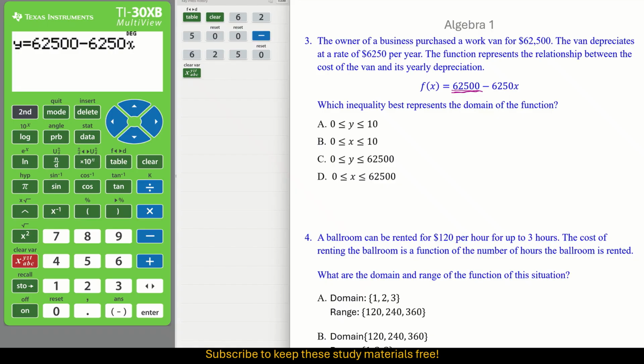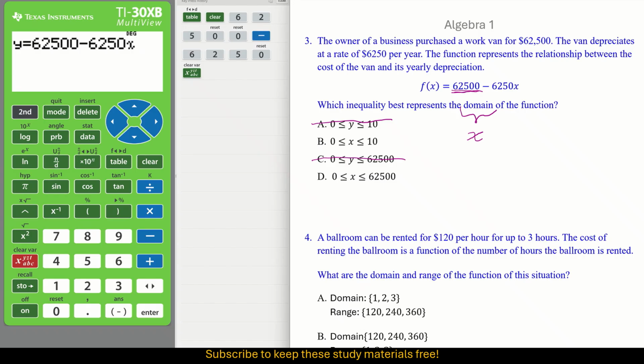So they're asking us for the domain, and the domain implies we're looking at X. We're looking at values of X. So this means anything with Y would imply range. So that's not part of our choices. That's not a valid selection. Now we have B and D. Well, just out of logic and looking at the numbers, they both start at 0.